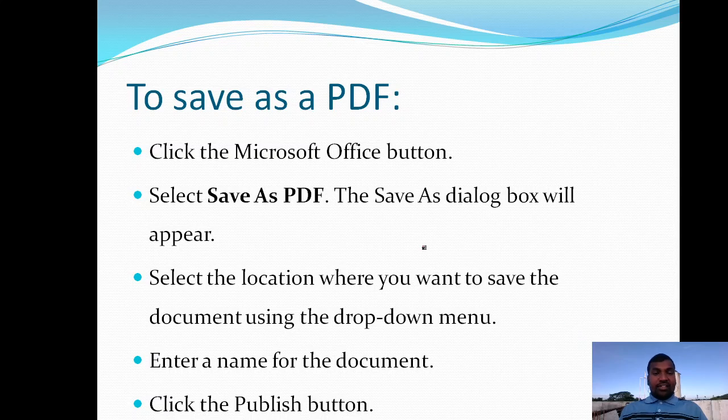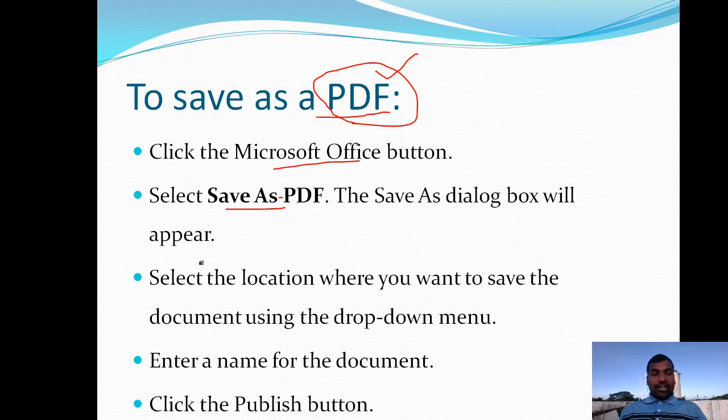Now, to save as a PDF file. If you want to save your document as a PDF file, it is so that the document cannot be edited. The PDF file cannot be edited. For that purpose, what you need to do is click on the Office button and select Save As, and there we have an option PDF.